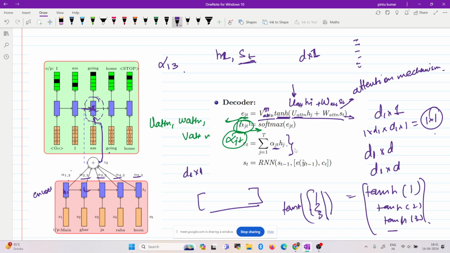Sorry. Okay. So your RNN would look something like this. What would be the inputs to the RNN? First would be the S t minus 1 that it is obtaining. Second would be the last output that it has produced. And third would be this attention term that it would obtain. And the last two are concatenated with each other. Okay.